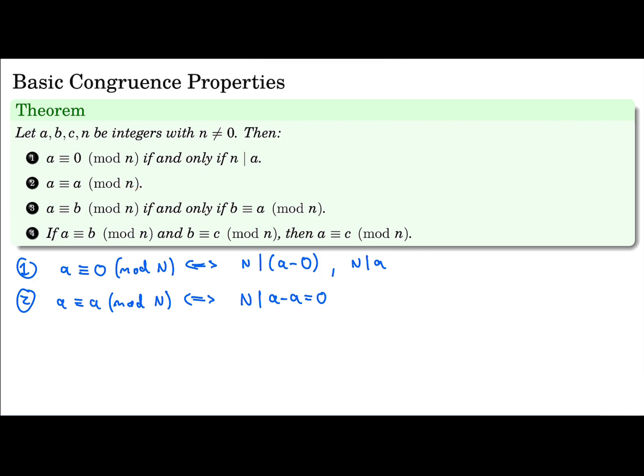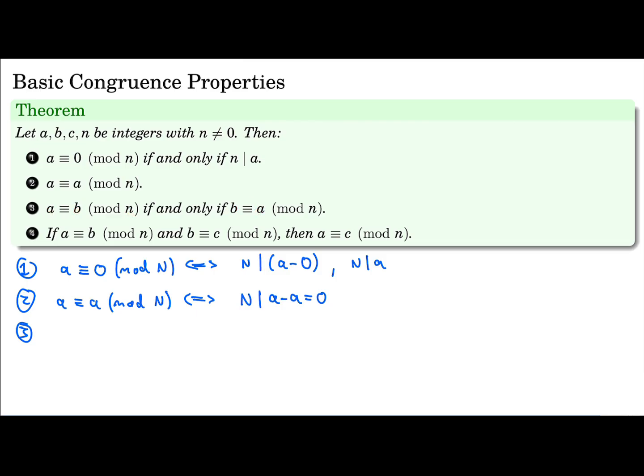Let's look at the third property. The third property says that A is congruent to B mod n if and only if B is congruent to A mod n. And again, with the remainder language, this should be obvious. If the remainder of A is the same as the remainder of B when dividing by n, then of course the remainder of B is the same as the remainder of A.